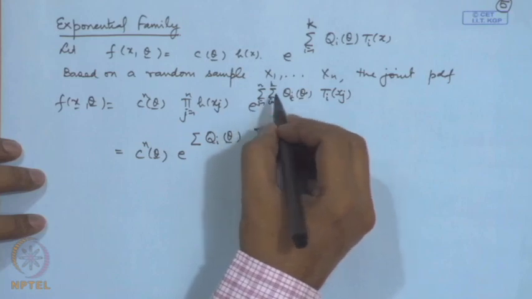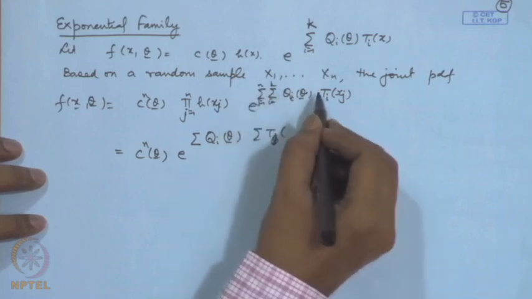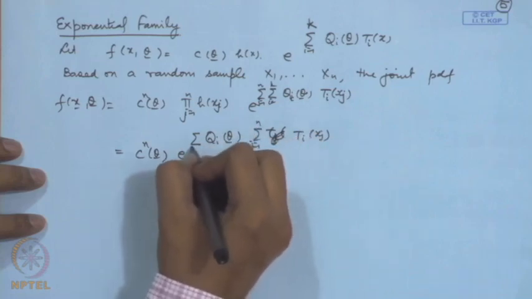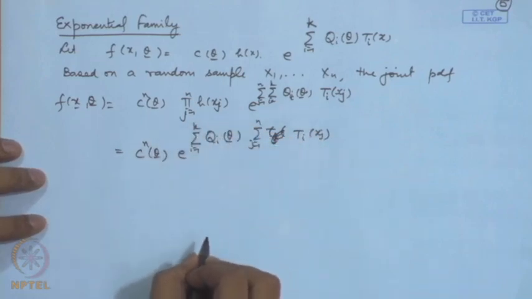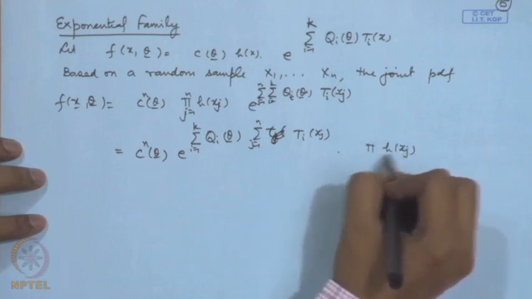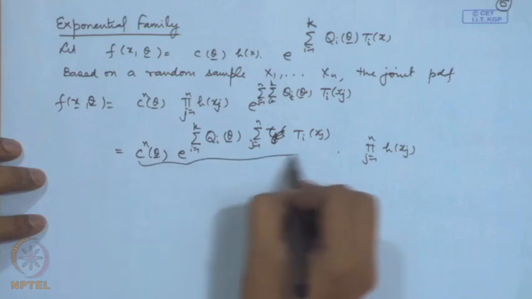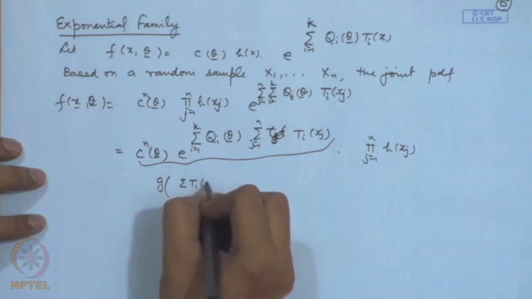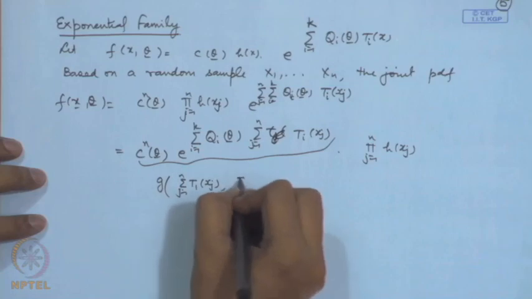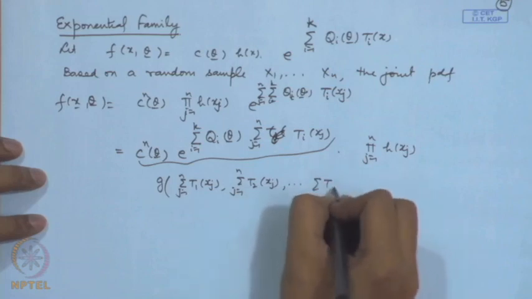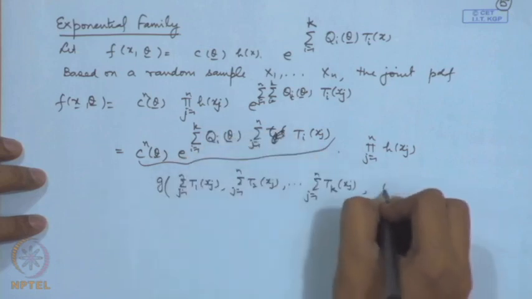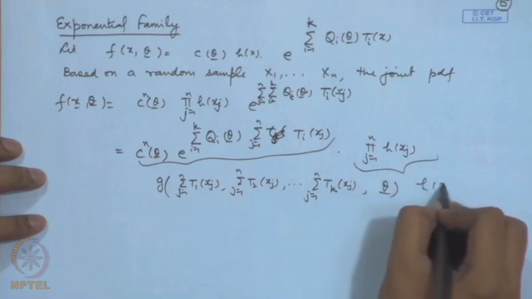So, what I am doing is I am taking this summation inside. So, this becomes sigma of t_i(x_j), j is equal to 1 to n, i is equal to 1 to k, into product of h(x_j), j is equal to 1 to n. So, this part is now a function of sigma t_1(x_j), j is equal to 1 to n, sigma t_2(x_j), j is equal to 1 to n, and so on, sigma t_k(x_j), j is equal to 1 to n, and the parameter, and this part we can consider as h(x).